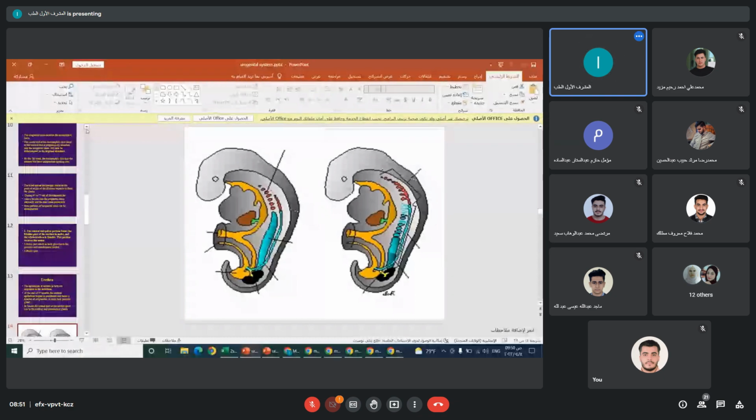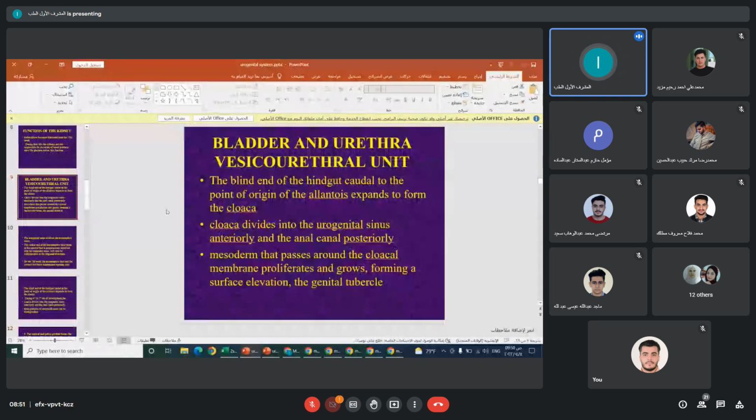So, the blind end of the hindgut caudal to the origin of the allantois forms the cloaca. The cloaca is divided into the urogenital sinus anteriorly and the anal canal posteriorly. The mesoderm around the cloacal membrane proliferates to form the genital tubercles.